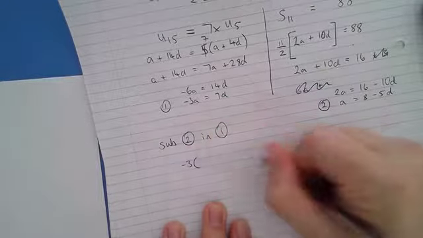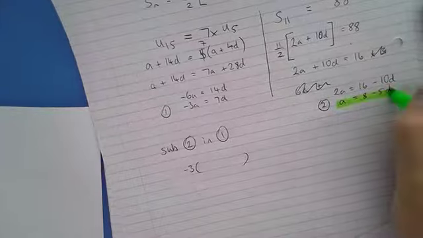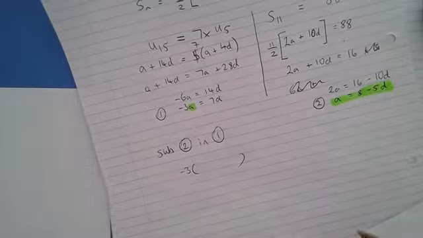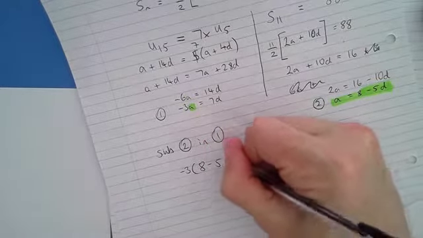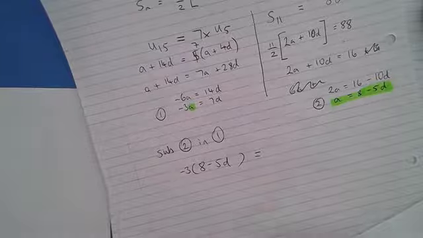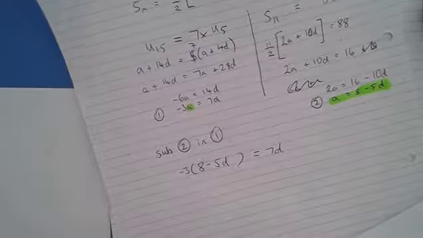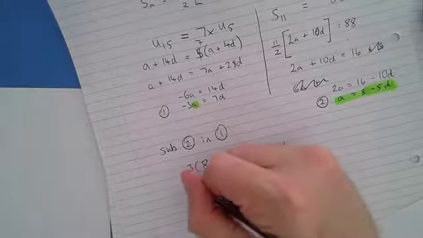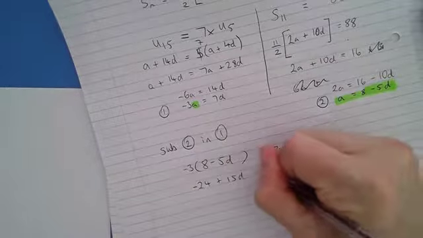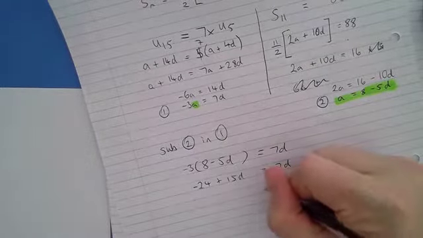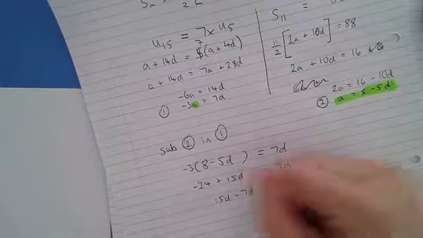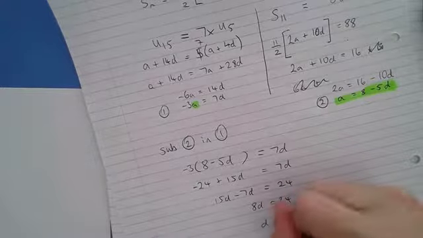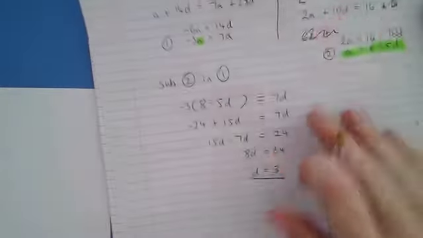So minus 3 bracket, we know that a is the same thing as that. So we can chuck in there 8 minus 5d equals 7d. Expand, minus 24 plus 15d equals 7d. Do the old switcheroo here. 15d minus 7d is equal to 24. 8d equals 24. D equals 3. Goodness me, that was tough though. That was not nice at all.